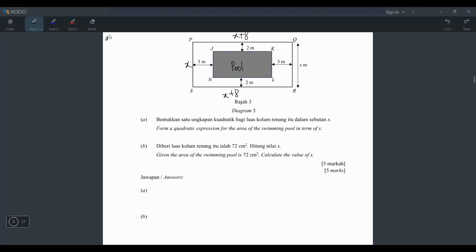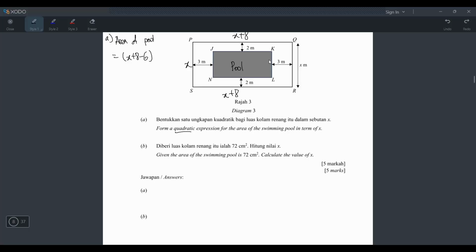Now we do A. A says what? Form a quadratic expression for the area of the swimming pool in terms of X. So area of pool. How to find the area of the pool? If you look at the pool, it's a rectangular shape. So we just take the base times the height, or the base times the width. So what is the base here? It's actually X plus 8 minus 6, right? Because the X plus 8 is from here until here, but I want here only. So it will be X plus 8 minus 3 minus 3, so minus 6.